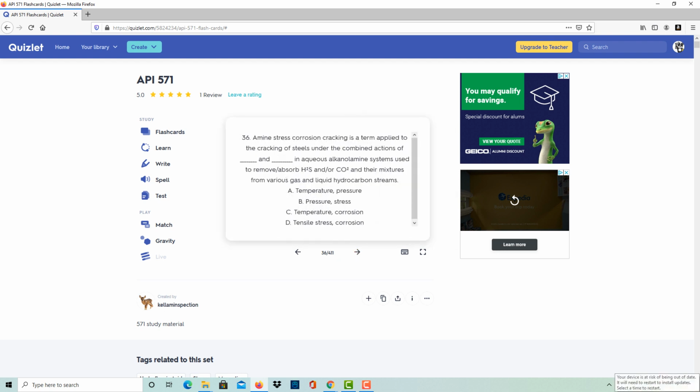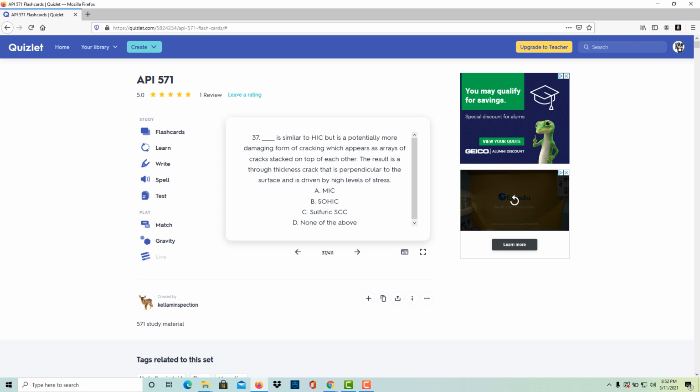Amine stress corrosion cracking is a term applied to the cracking of steels under the combined actions of tensile stress and corrosion in aqueous alkylamine systems used to absorb H2S or CO2 and their mixtures from various gas and liquid hydrocarbon streams. Combined actions of, I want to say, tensile stress and corrosion. D.